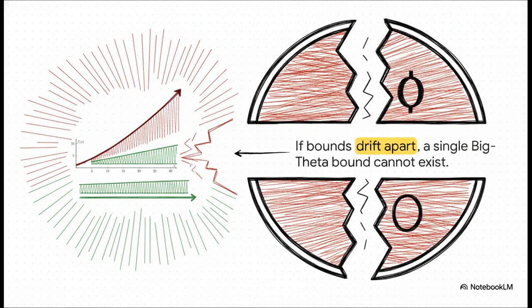But, as we all know, things aren't always so neat. What happens if the bounds drift apart? Like in this scenario, where the dark red upper bound is increasing linearly, but the green lower bound just stays perfectly flat and constant. When that happens, a single big theta bound simply cannot exist. There's literally no single function that can describe both the ceiling and the floor because, well, they're behaving entirely differently.